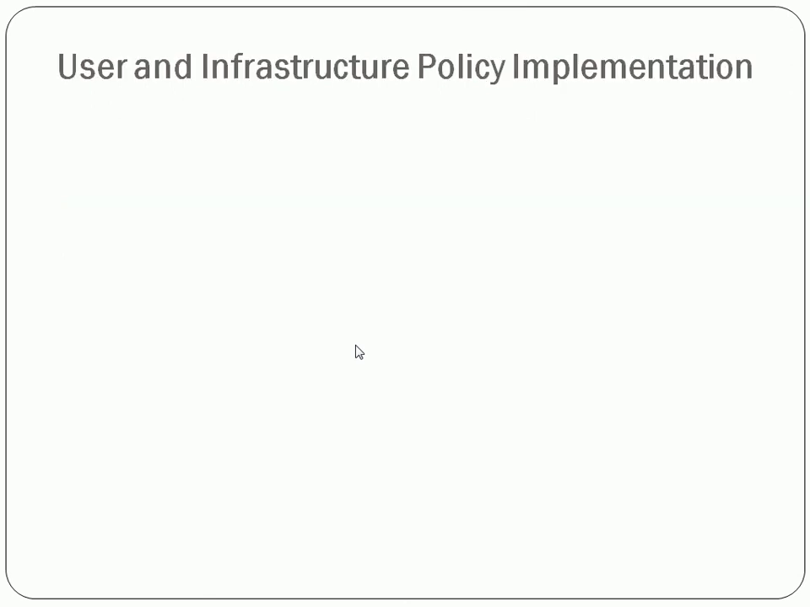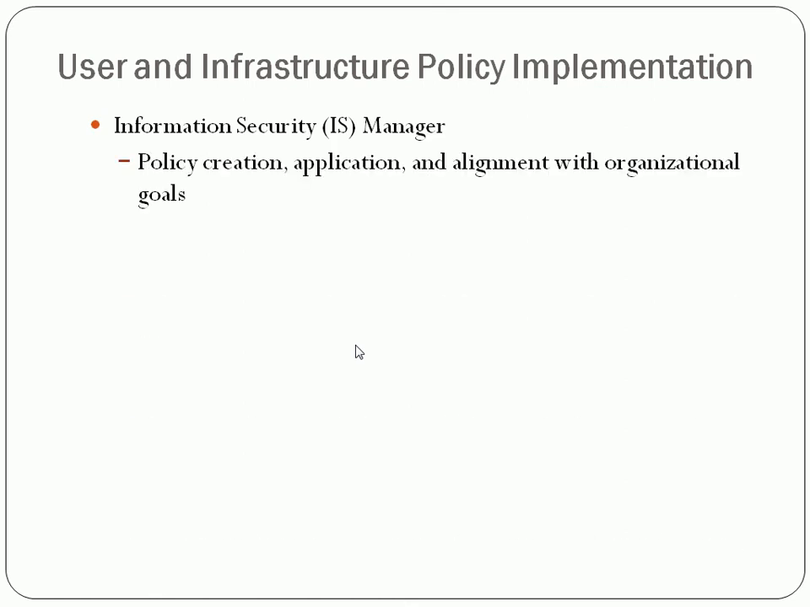So for both user and infrastructure policy implementation, the information security manager would be involved with the implementation. Of course, they would be helping create the policies, application of those policies, and alignment with organizational goals. So the IS manager or the CISO, something like that. An IT auditor is responsible for ensuring that the controls are in place. So after you put these policies in place, somebody needs to make sure that they're actually being followed and do some objective measurements. So that would be something like the IT auditor.